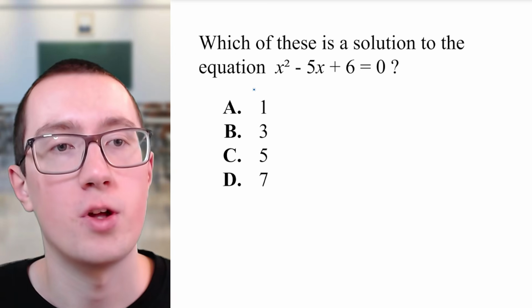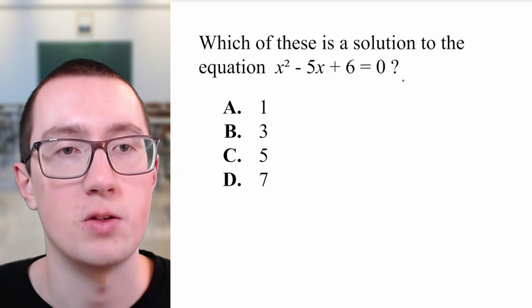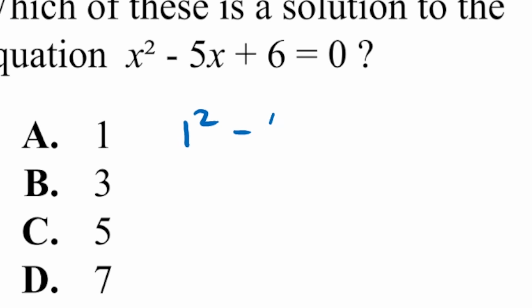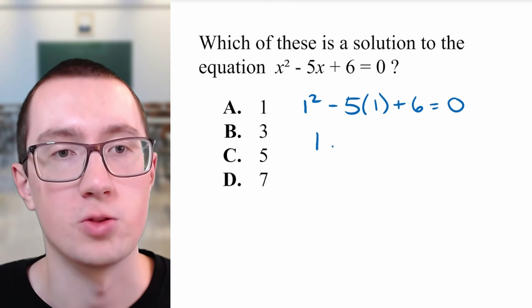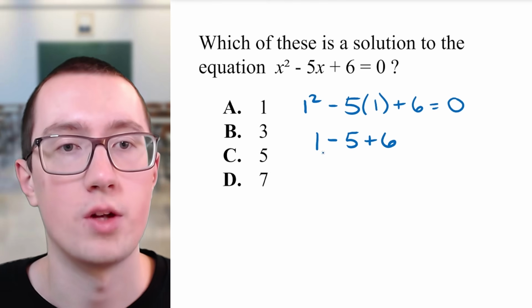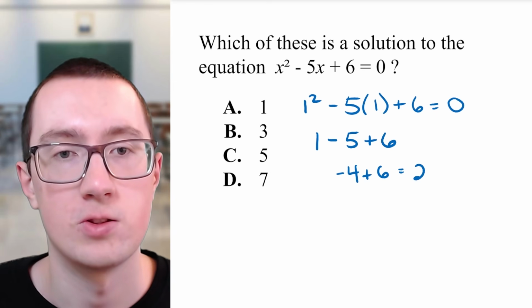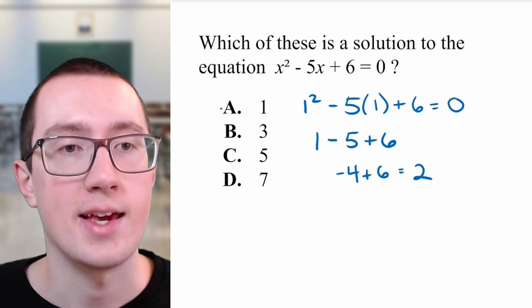So for example, if I wanted to test if A is the right answer, I could just plug in 1 for x. So this equation would become 1 squared minus 5 times 1 plus 6 equals 0. And then I just solve the equation to see if it equals 0. So 1 squared is 1, minus 5 times 1 is 5, plus 6. 1 minus 5 is negative 4, plus 6 is 2, and that does not equal 0. So we know that A can't be the answer.